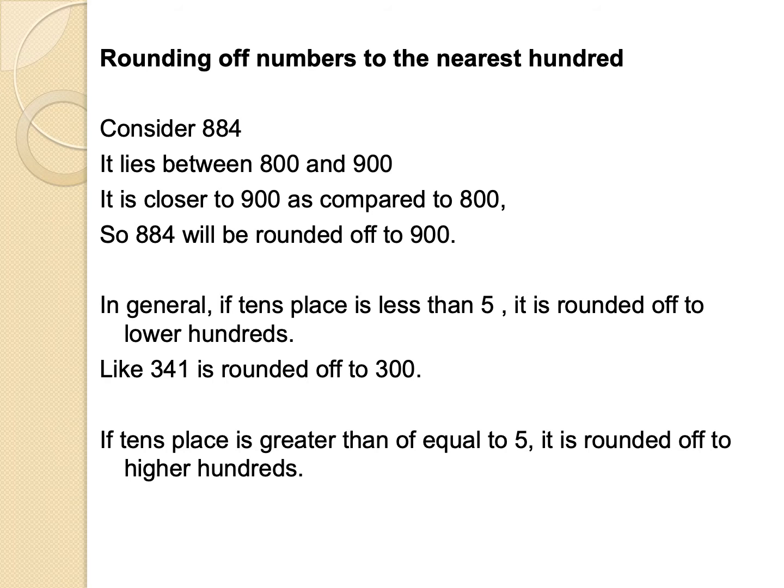If tens place is greater than or equal to 5, it is rounded off to higher hundreds. Like 373 is rounded off to 400 because in tens place we have 7, so it will be rounded up.